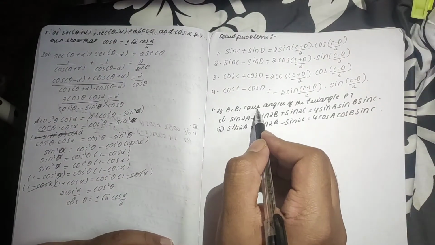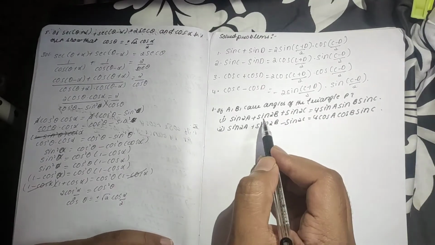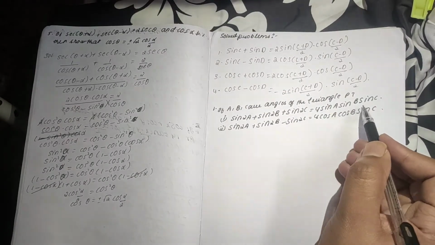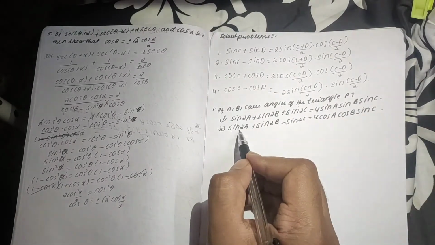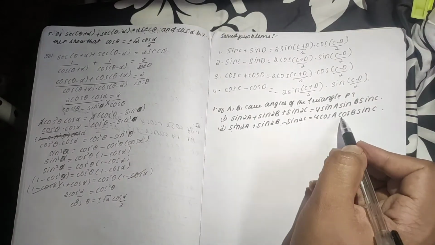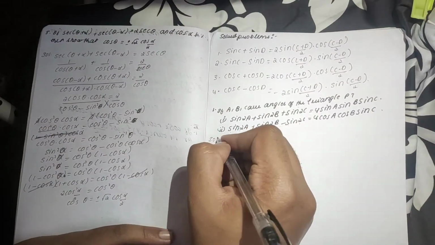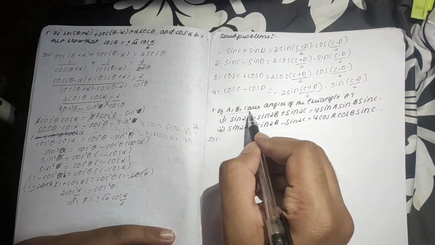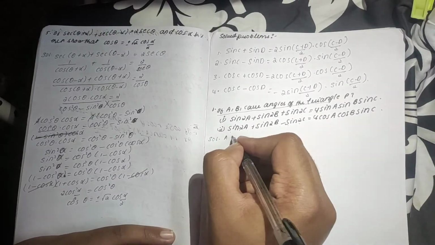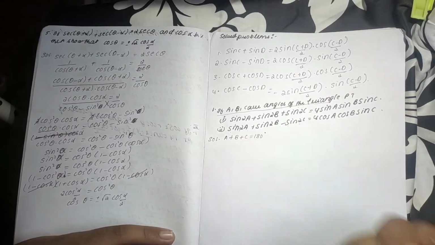The first sum goes like this. If A, B, C are the angles of the triangle, then prove that sin 2A plus sin 2B plus sin 2C is equal to 4 sin A sin B sin C. And the second one, sin 2A plus sin 2B minus sin 2C is equal to 4 cos A cos B sin C. So in order to prove that, in the first line it is given that A, B, C are the angles of a triangle. So the sum of angles A plus B plus C is 180 degrees.